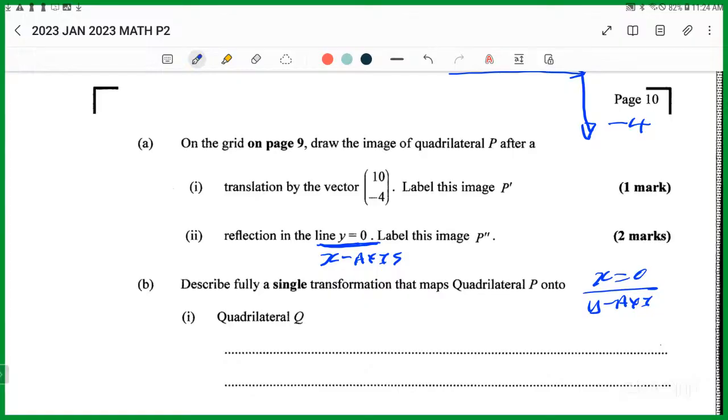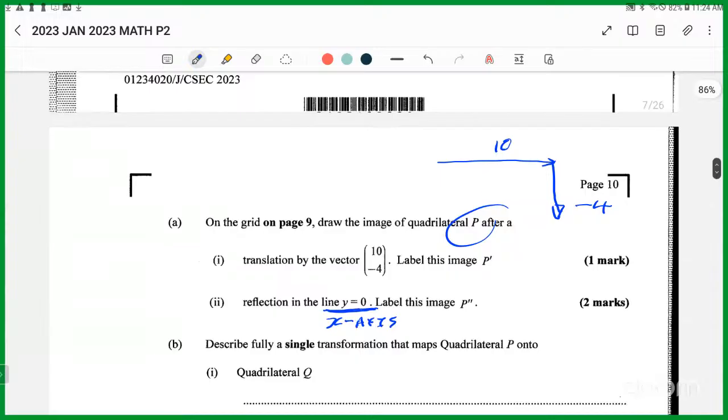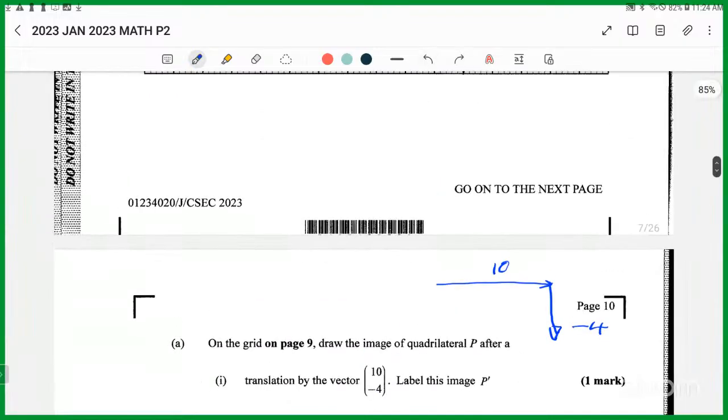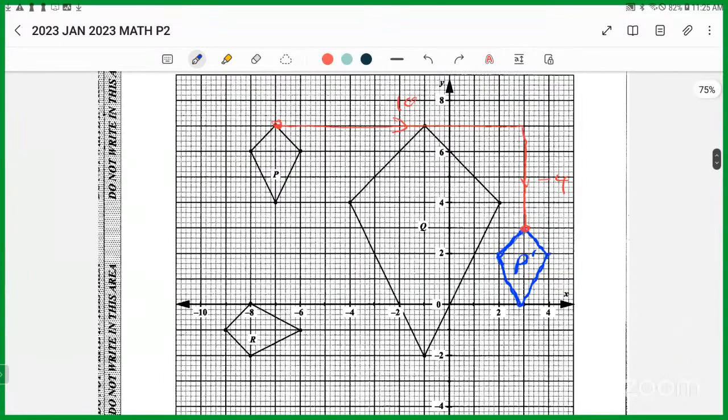So you have to know the equation of the x-axis and the equation of the y-axis, right? The equation of the y-axis is x equals 0, and this is the equation of the x-axis, y equals 0. Alright, so you see that. So y equals 0 is the x-axis. They want us to reflect P, same P, and label it P double prime. So same thing again, we can do it on this and draw about the same shape.